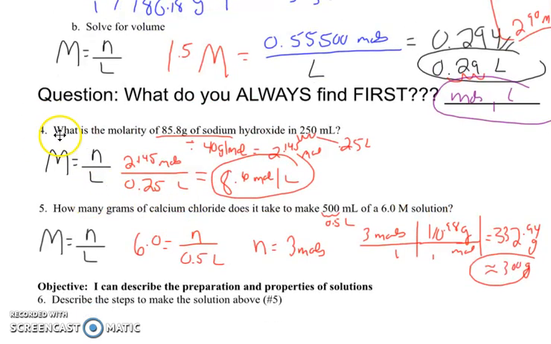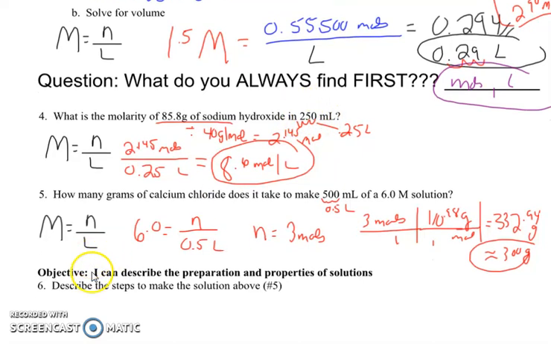So for number 4, you should have got that you're creating an 8.6 molar solution. Converting grams of sodium hydroxide, you divide by the molar mass, you get 2.145 moles. 250 milliliters, divide by 1,000, you get 0.25. So take those numbers, divide them, and report it to 2 sig figs from right here.